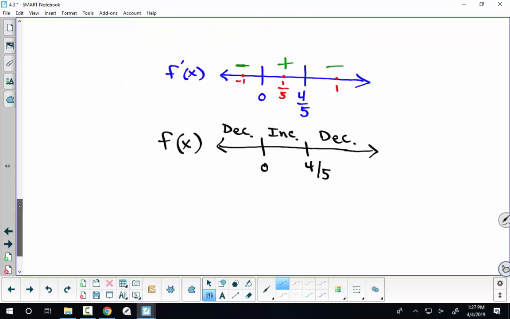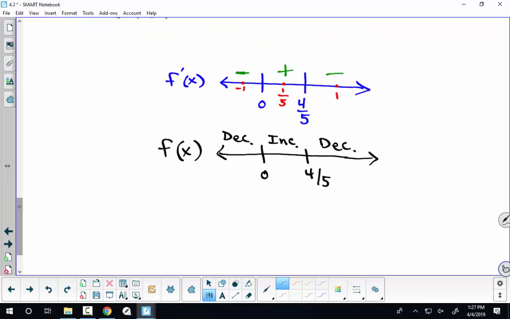Okay, and then what else do we know? If f of x is decreasing and then it increases, what happens at this point? A local minimum. So we're decreasing, then it's increasing, and then it decreases again. So here at this point, a local maximum. So we get intervals of increasing, decreasing, and local maximum, local minimum.